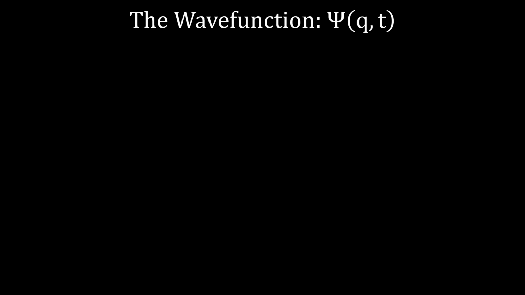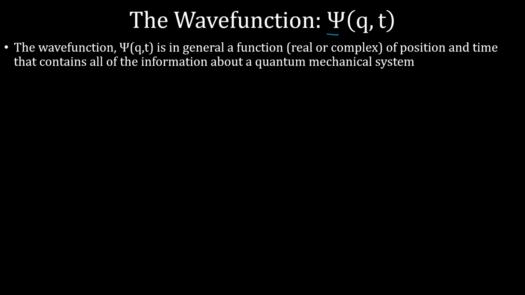So now we could finally get to the wave function, psi of q and t. So we have this thing, psi, we'll get to what that is, and it's a function of both our spatial coordinates and the time. So the wave function psi is in general a function, and it doesn't even need to be real. It could also be complex valued, of position and time, and it contains all the information about a quantum mechanical system.